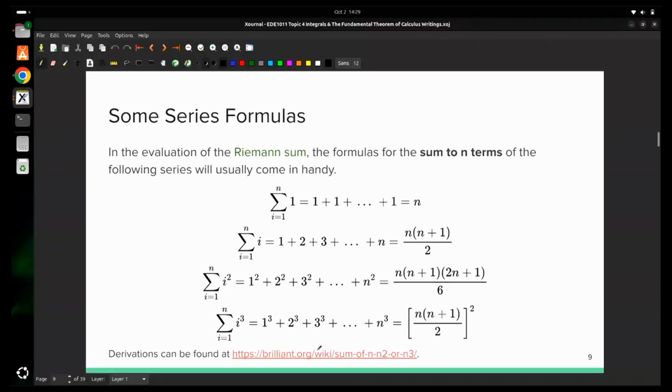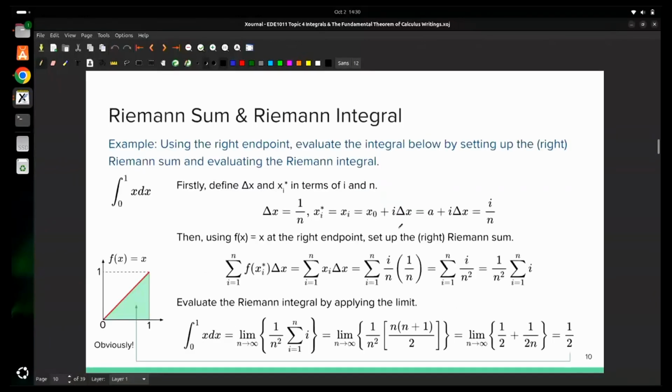By the way, this thing is called arithmetic progression. This one, 1, 2, 3, 4, 5, is an arithmetic progression. So it's called AP, the sum to n terms of an AP. You can find out the derivation on those. Now let's try to evaluate this sum or this integral.